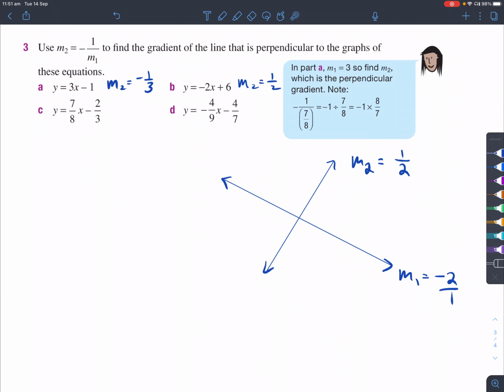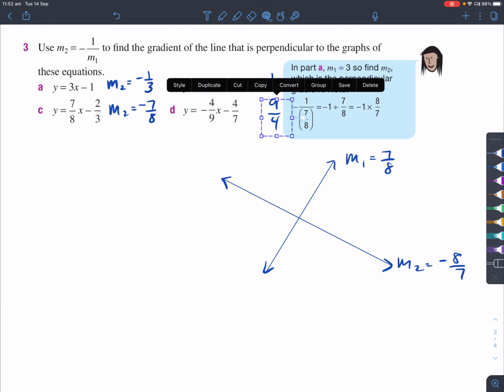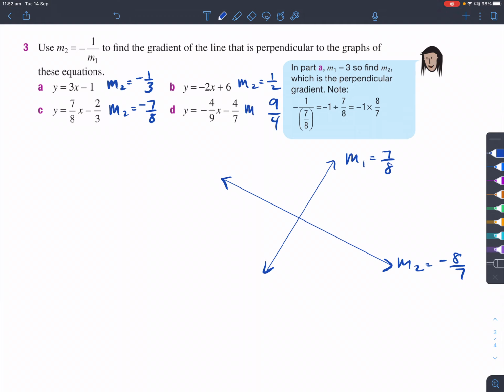For question C, we've got a gradient of 7/8. That's a positive number, so that means it belongs to this line here. So m1 is 7/8. m2 will be the negative reciprocal of that. So it's -8/7. Just flip it around, make the sign different. Okay. Last but not least, -4/9. So if you flip that gradient around and make it positive, it'll be 9/4 instead of 4/9. So instead of being negative, it will be positive also.